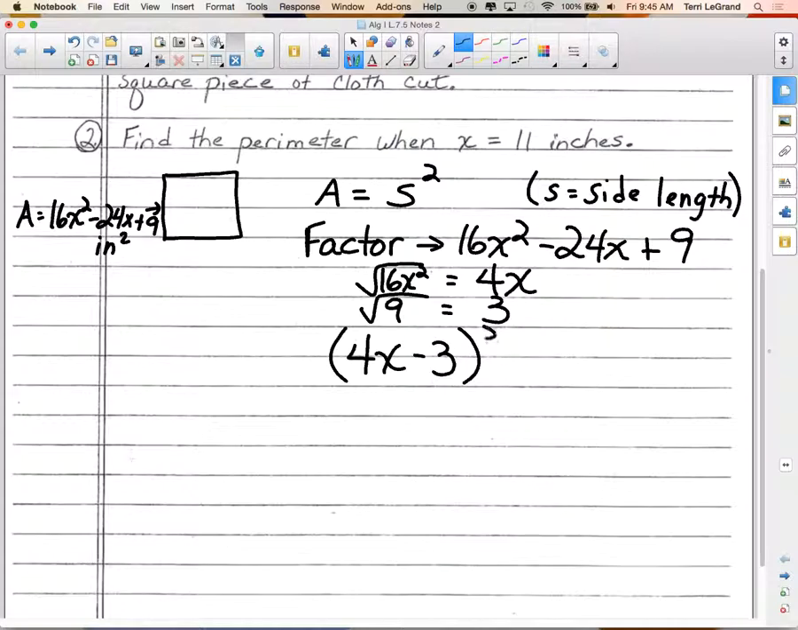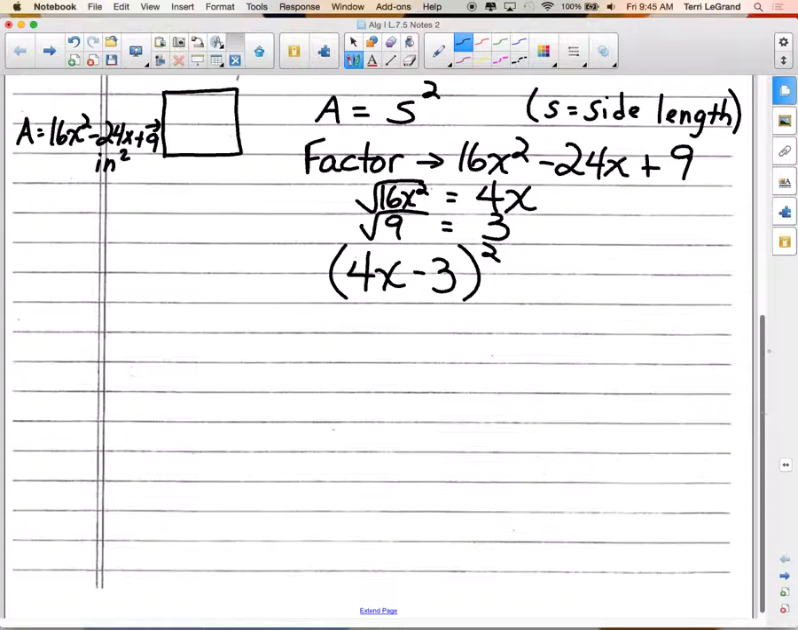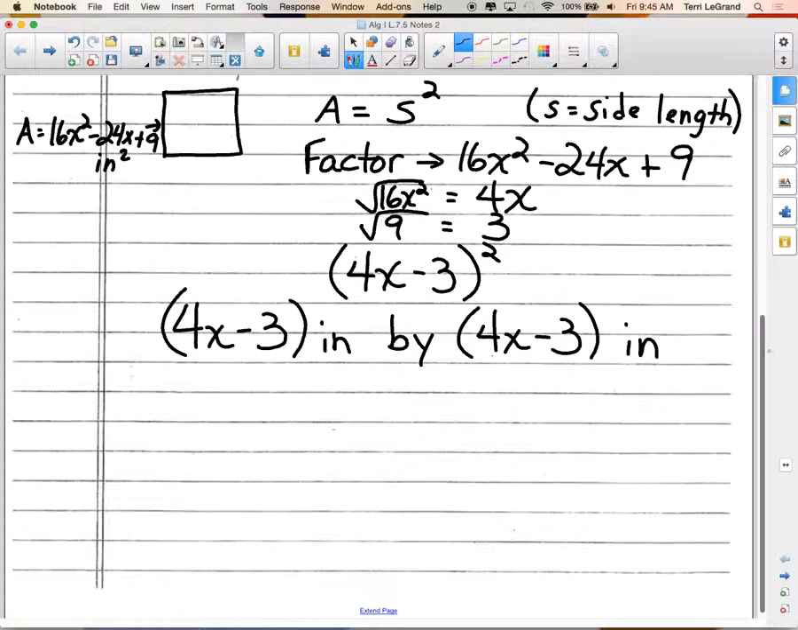4x minus 3 squared. But not inches. Right now, if we write it like that, what is that? That's inches squared. That's just the new name for the area. So if we want to talk about the dimensions, we are going to say it is a 4x minus 3 inch by 4x minus 3 inch. Each of those binomials are inches, but when we multiply them together, show them squared, they're inches squared.